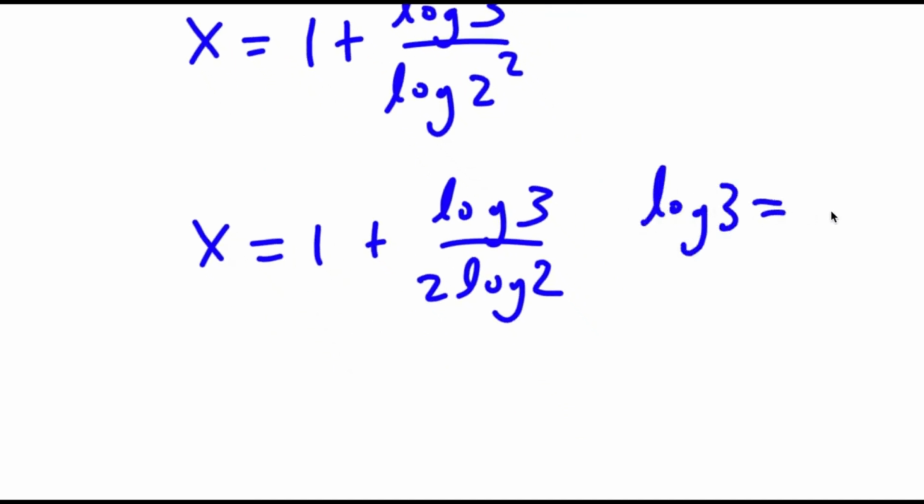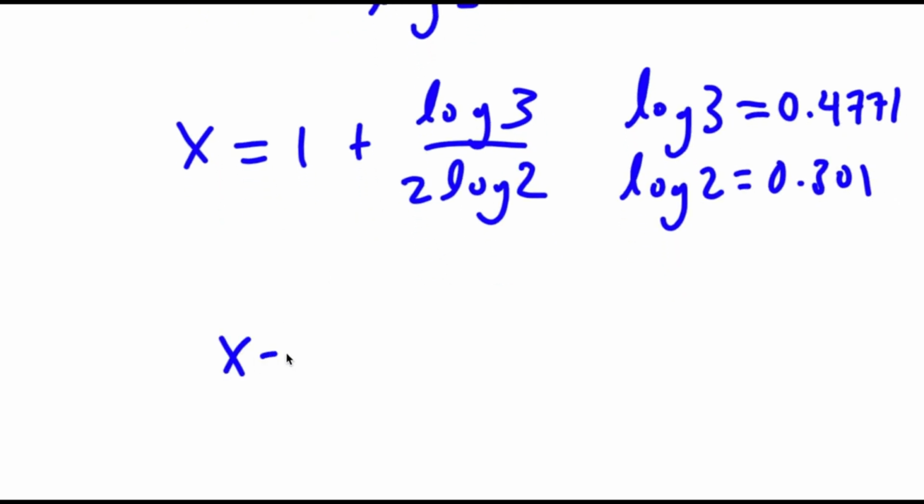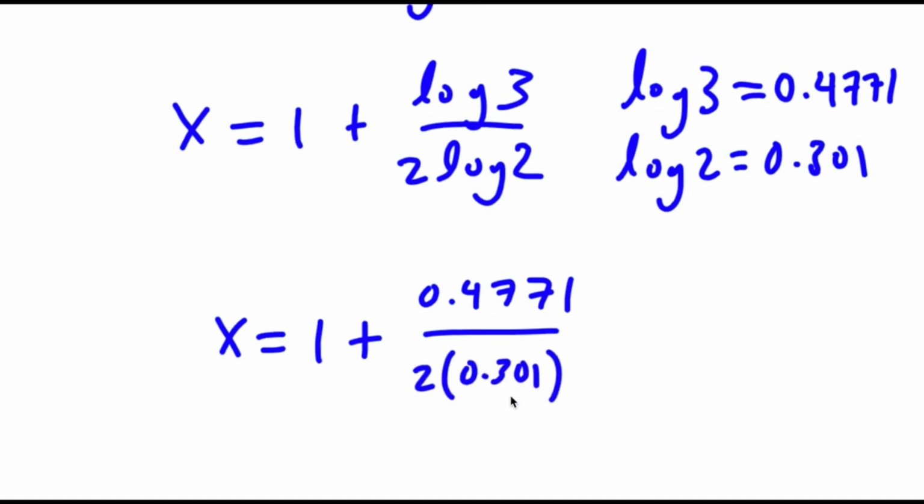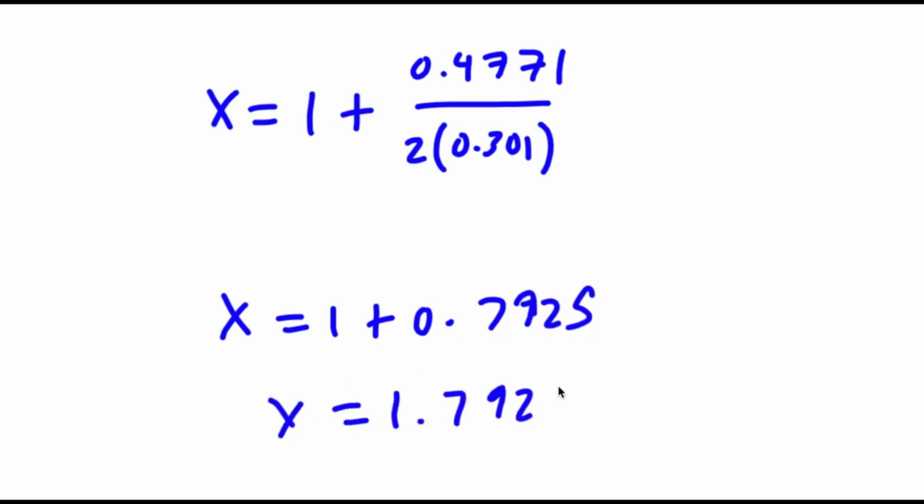Now log 3 is equal to 0.4771. And log 2, this is equal to 0.301. So now I have x is equal to 1 plus 0.4771 over 2 times 0.301. And this is equal to 1 plus 0.7925, which is equal to 1.7925.